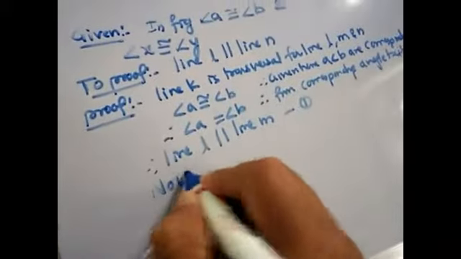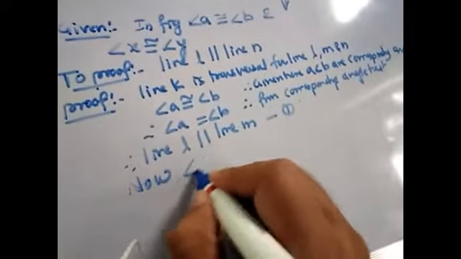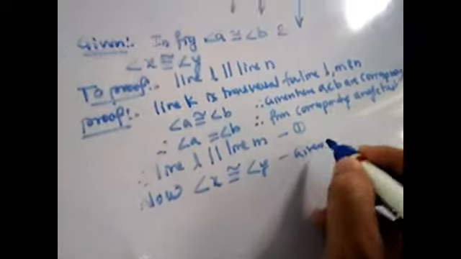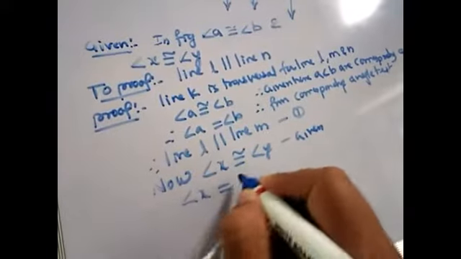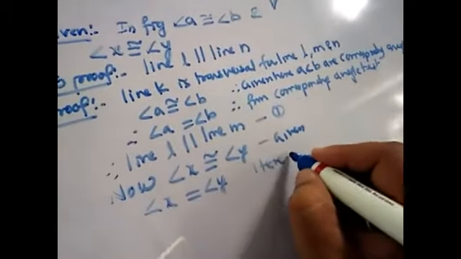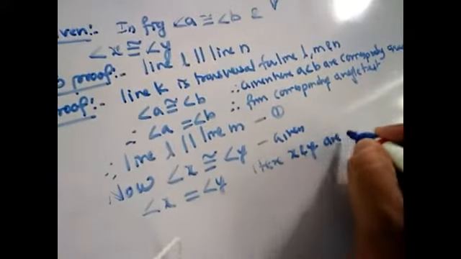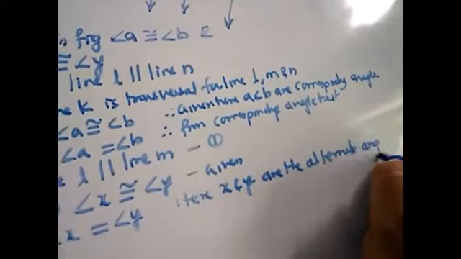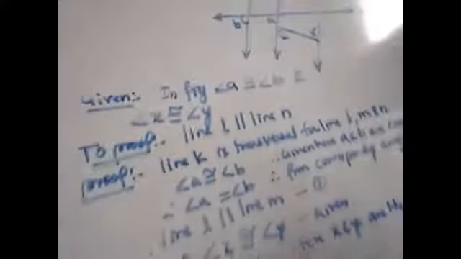Now write that angle X is congruent to angle Y. This is given, that angle X is congruent to angle Y. Then angle X is equal to angle Y. These two angles are alternate angles. Here X and Y are the alternate angles from alternate angle test.